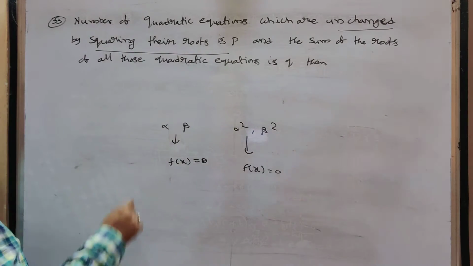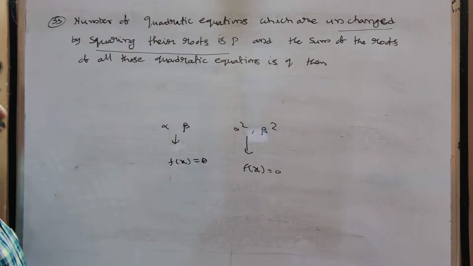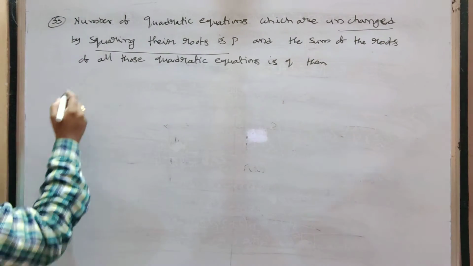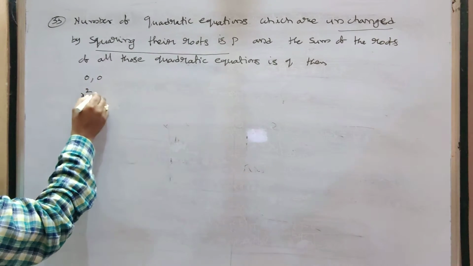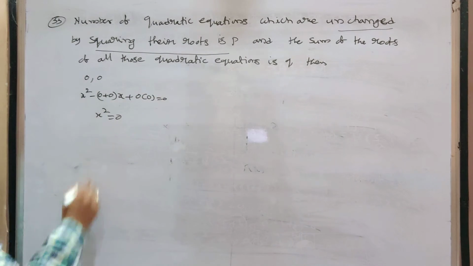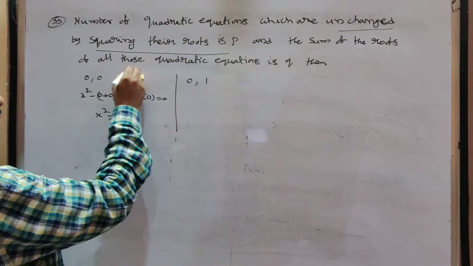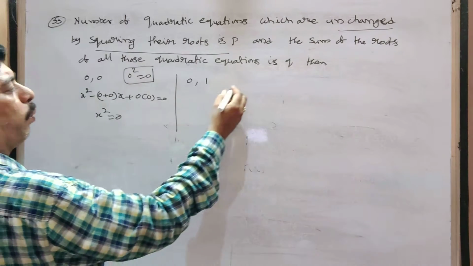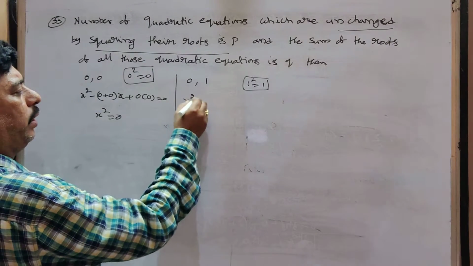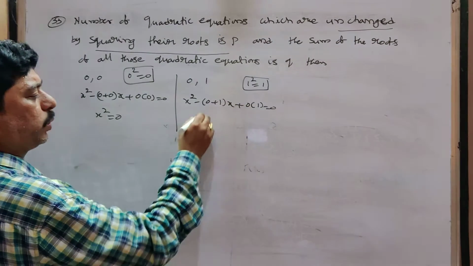A number of quadratic equations is p, is given. Next, sum of the roots of those quadratic equations is q, is given. See here, suppose, for example, 0, 0 quadratic equation: x square minus 0 plus 0 into x plus 0 into 0. That is x square equal to 0. This is one equation. Next, if you take 0 comma 1, 0 square is 0 obviously, 1 square is also 1. So x square minus 0 plus 1 into x plus 0 into 1. That is x square minus x equal to 0.